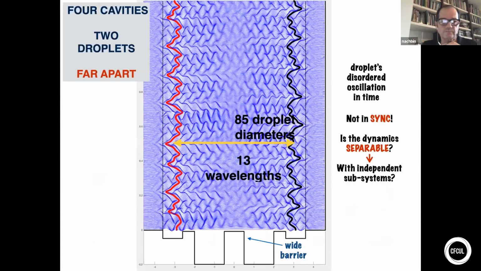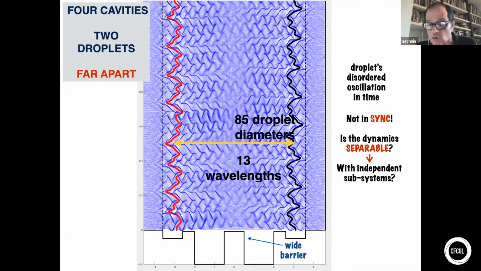So here it is. I got frustrated for a few days when I did this simulation, because I wanted to see Kuramoto-like synchronization with the droplets set far apart, now 13 wavelengths apart, almost 100 droplet diameters apart. I had to put two cavities in the middle for numerical reasons, because the code is linear, or else it would go Faraday unstable. So I put two cavities instead of one to separate the droplets.